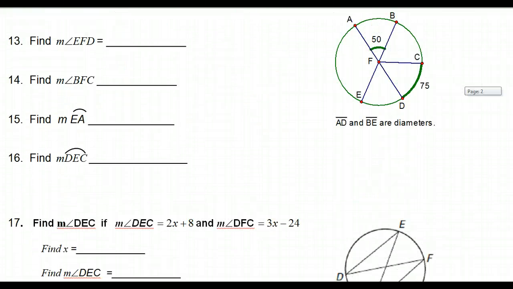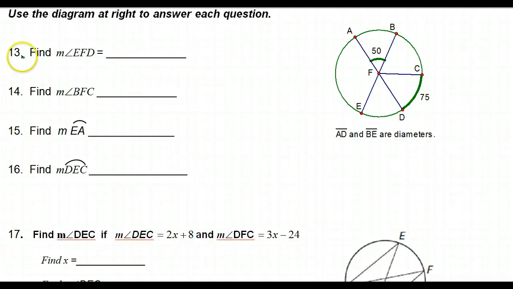Alright, number 13. Let's see what's going on here. We're supposed to find the measure of angle EFD. Well, EFD is this angle right here. So this is our target. Well, that was easy because these are vertical angles, and vertical angles are always equal. So that will simply be 50.